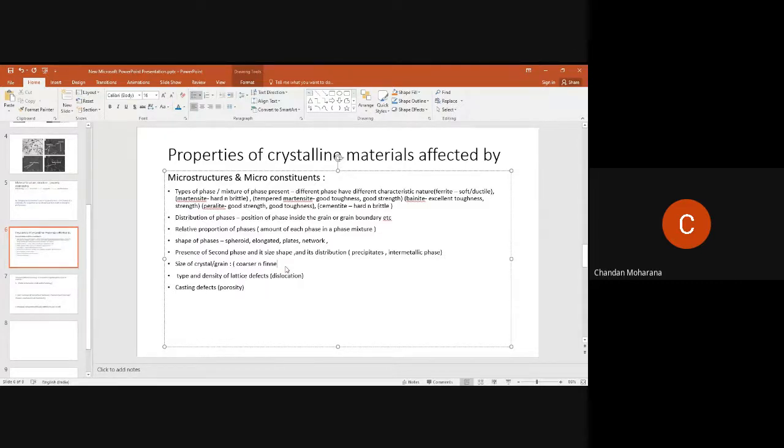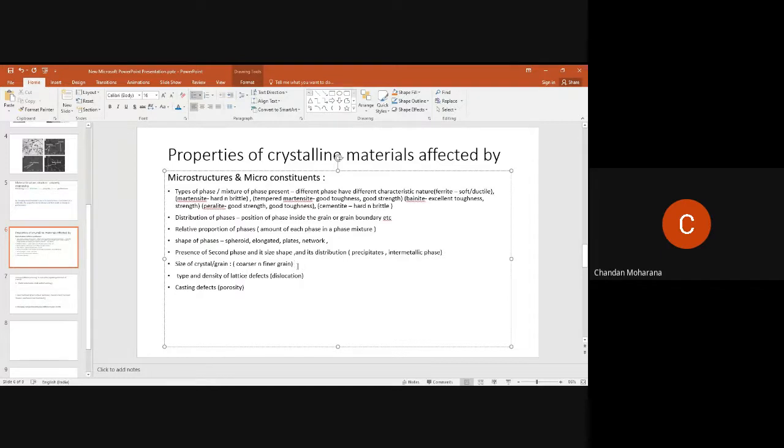More grain boundaries, more hindrance to dislocation motion. More number of grain boundaries, so more hindrance to dislocation motion. Yes, very good. Coarser grain means, if you remember, the grain will be coarser, so fewer grains will be there. Fewer grains means fewer grain boundaries. Fewer grain boundaries means fewer obstacles before the dislocations. So dislocations can easily move.